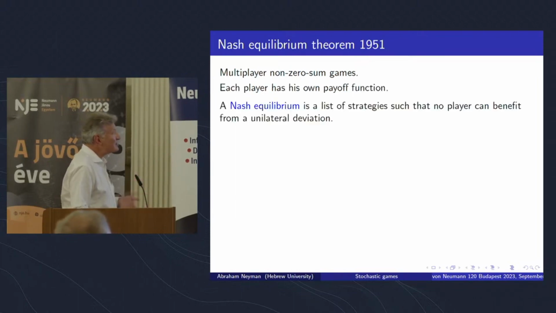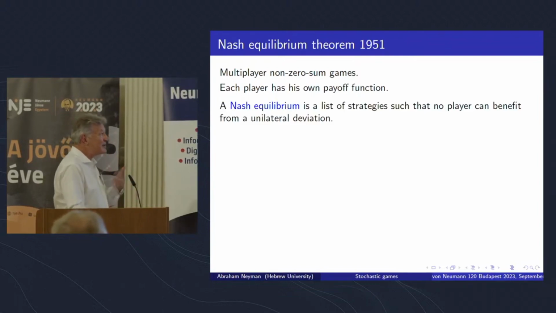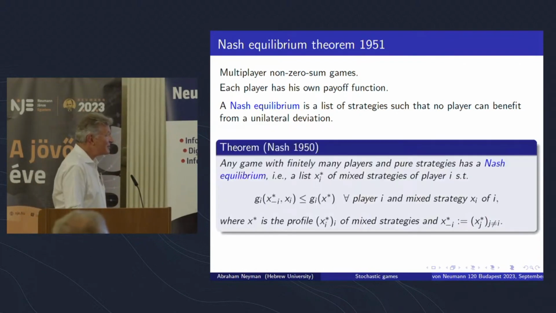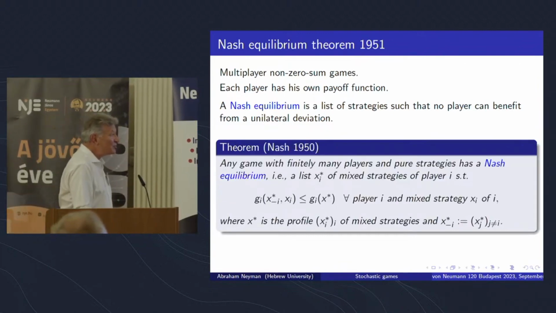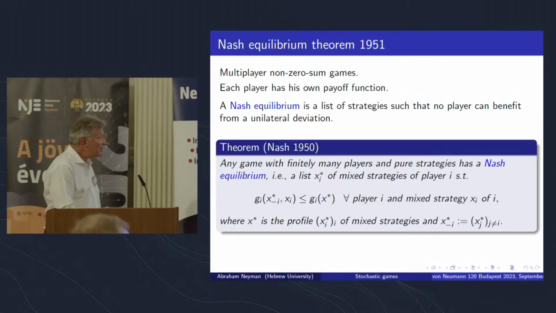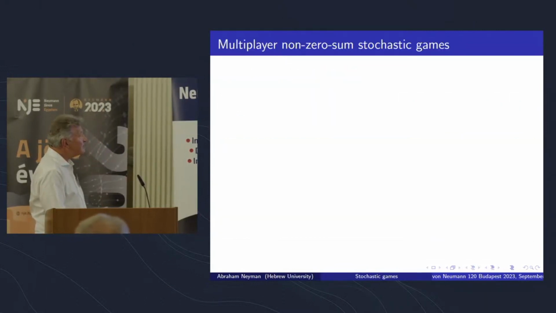You look on each player as having his own payoff function, so not as before, where one maximizes and the other one minimizes. And the Nash equilibrium is a list of strategies that no player can benefit from by unilateral deviation. The theorem of Nash says that a game with finitely many players and pure strategies has a Nash equilibrium. Namely, there is a list of mixed strategies, x star i for each player, such that if only player i decides to switch, he doesn't gain anything. So no unilateral deviation generates a gain.